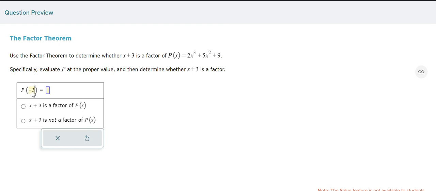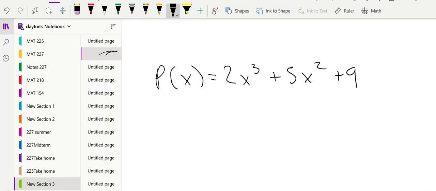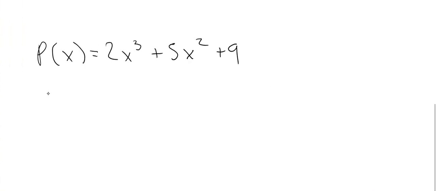We can plug in the -3, and I will get a 0 out. So if I plug in -3, we'll do some side work. Let's go ahead and write this down: 2x cubed plus 5x squared plus 9. And we're plugging in -3. And so if we get a 0, then it's a factor. If we get anything other than a 0, not a factor.